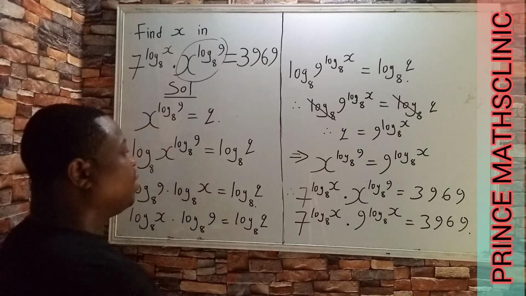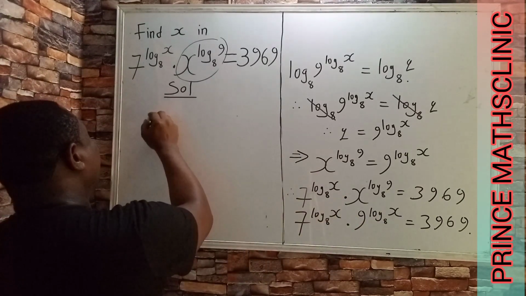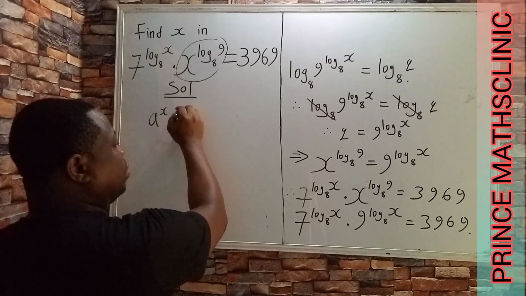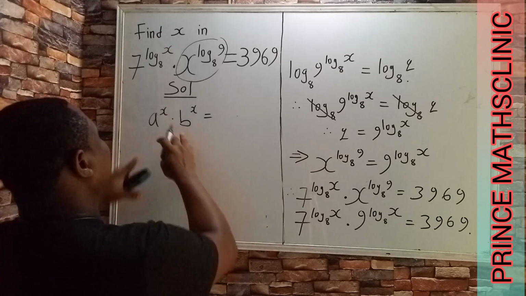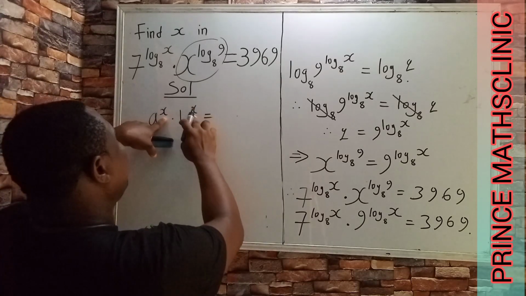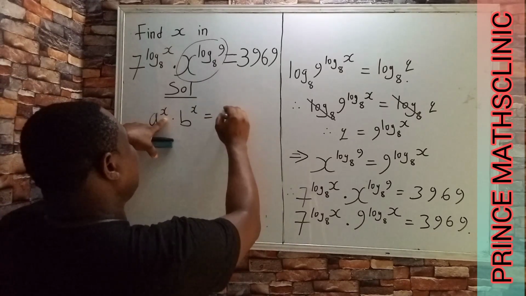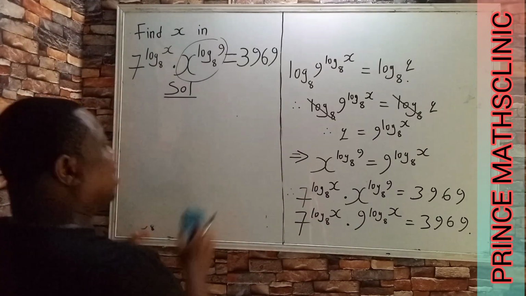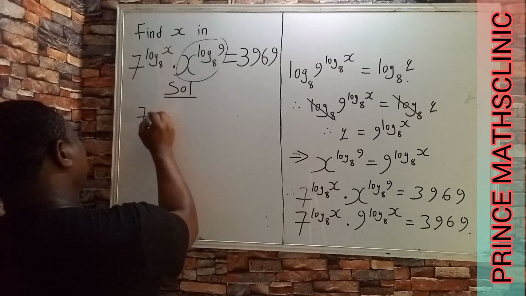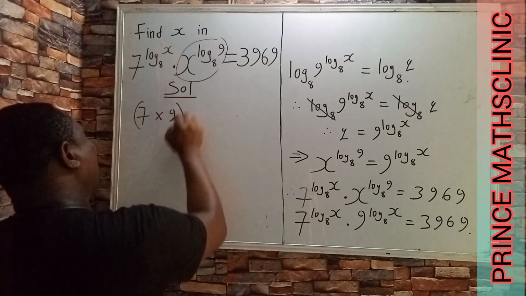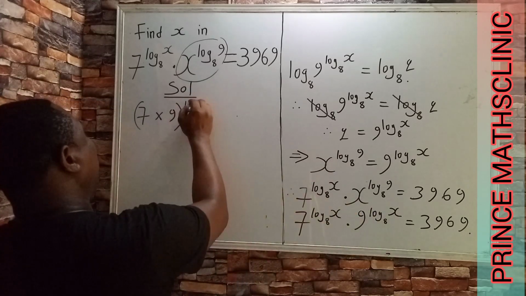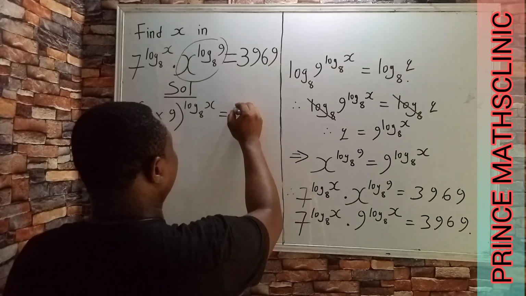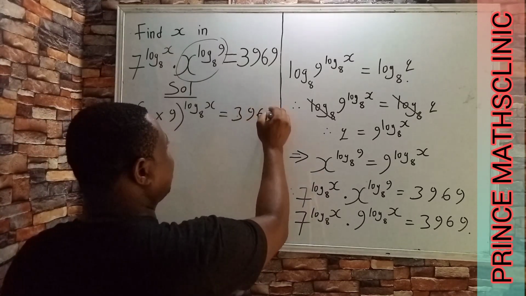Now, what do you observe? The powers are the same. a to the power of x times b to the power of x. Since both of them have the same power x, I can say it's ab, all to the power of x. So I'm going to apply that here. So therefore, this will now look like this: 7 times 9, all carrying the power of what? Log of x to base 8 equals to 3969.